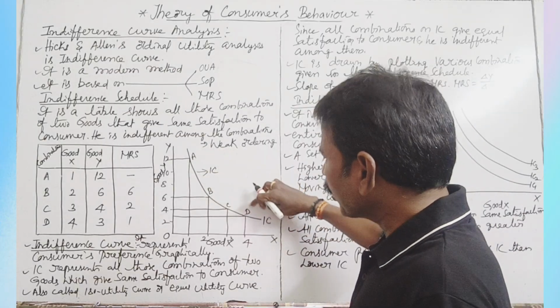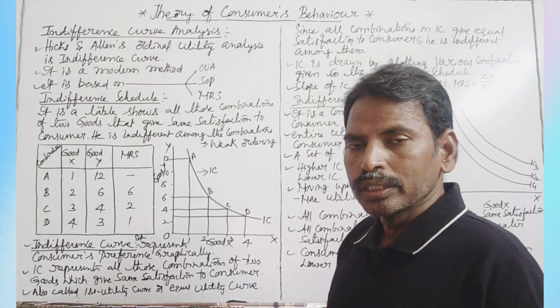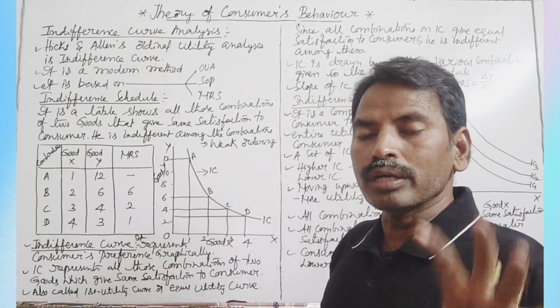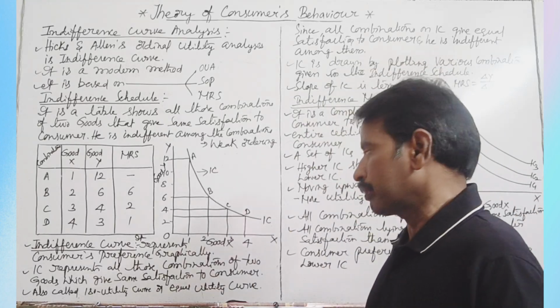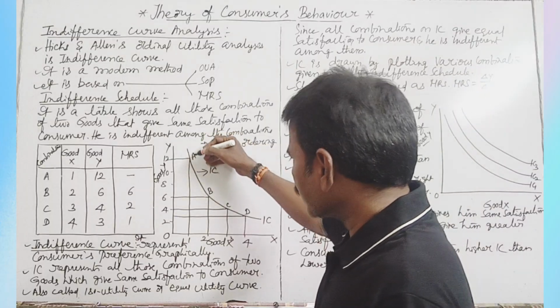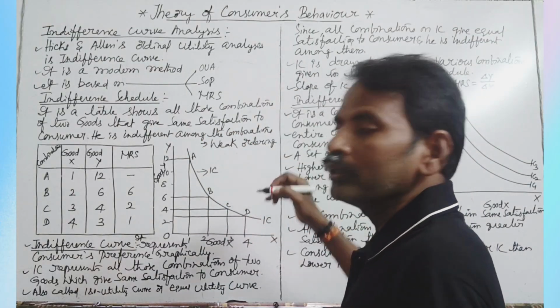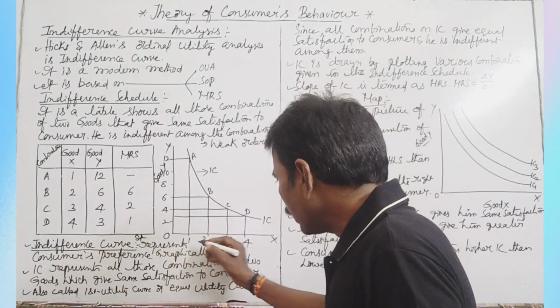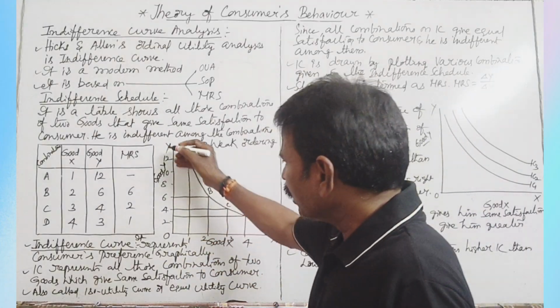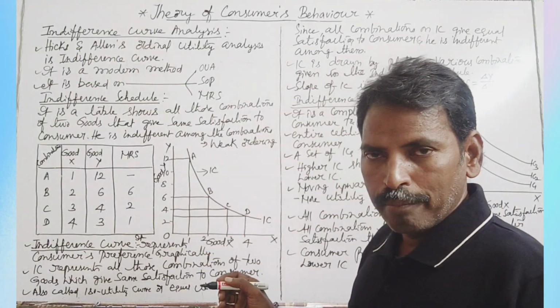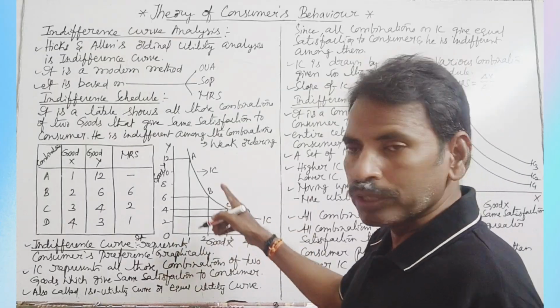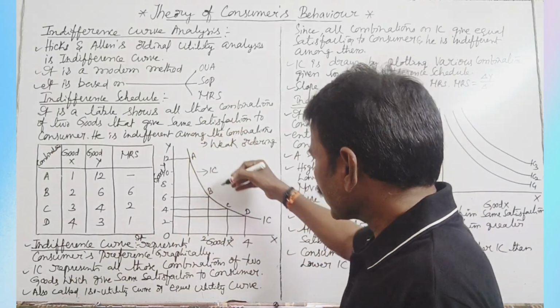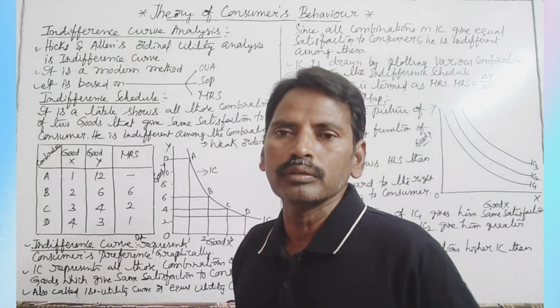Likewise, you select any combination on the indifference curve, that gives the same level of satisfaction to the consumer. So the indifference curve slopes downwards from left to right. The main reason is, as the amount of good X increases, the amount of good Y decreases. There is an inverse relationship between these two.